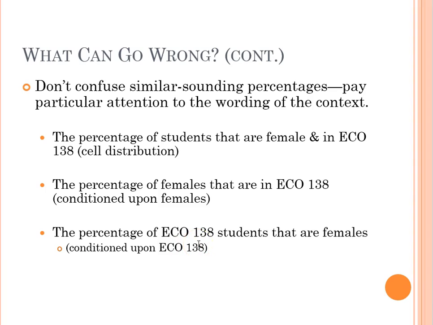The last thing I want to go over then is the importance of wording in the questions. So paying attention to the wording in the problem. If the wording has an "and" in it, so here if we're looking at the percentage of students that are female and in Econ 138, that's a cell distribution that you find in that first contingency table.